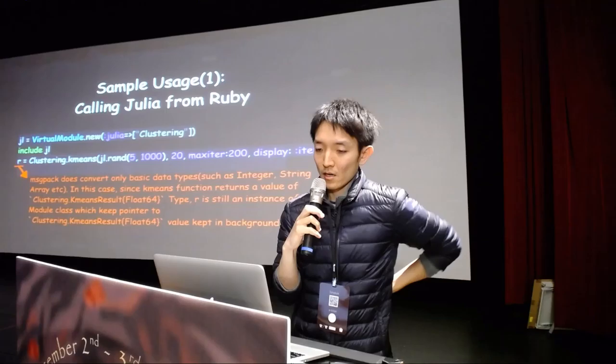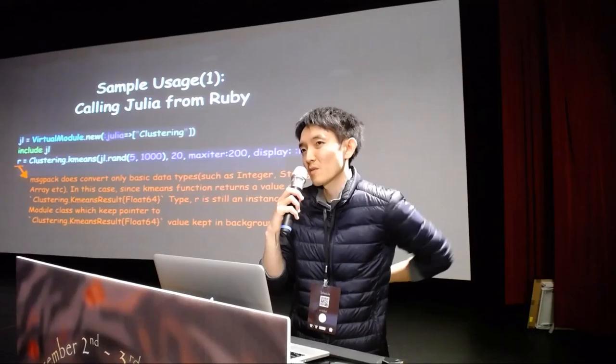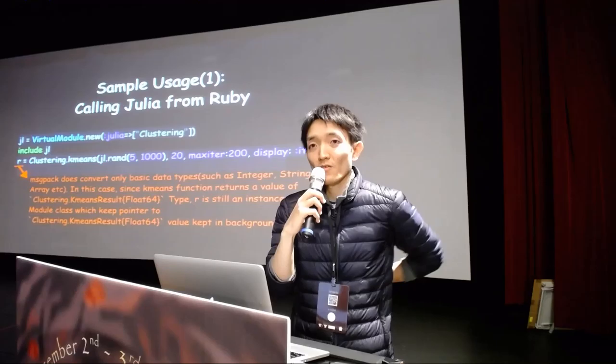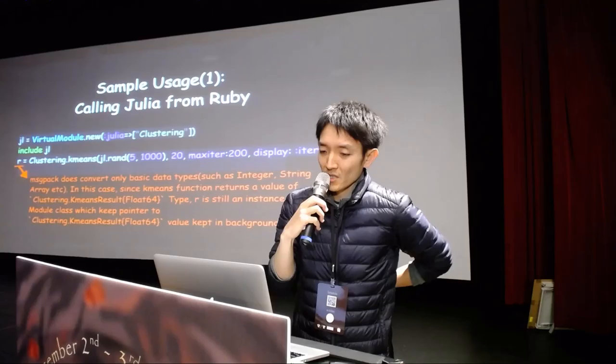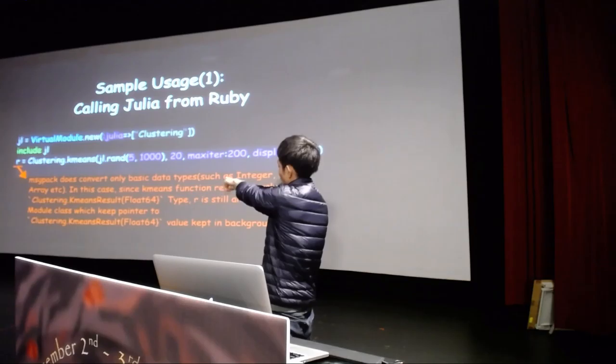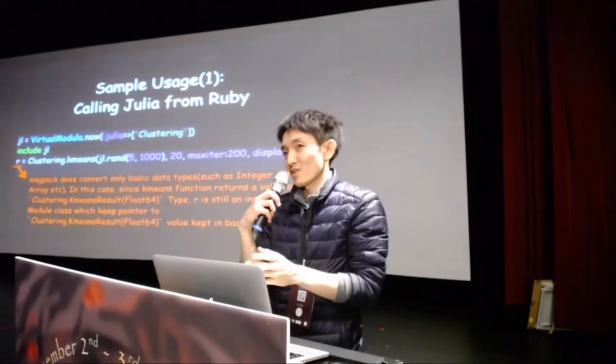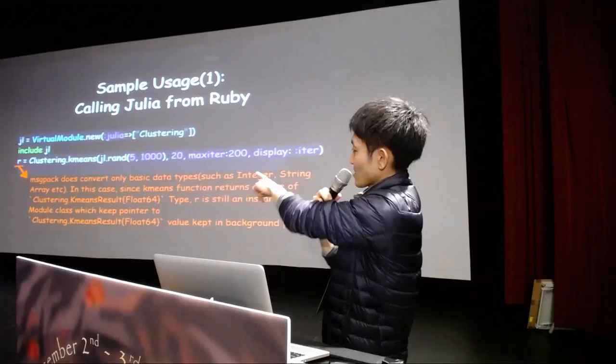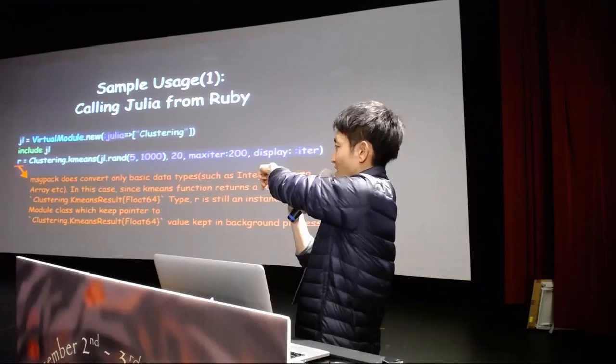data types which are not supported by MessagePack, because MessagePack supports only basic data types like integer, string or array. Those can be supported, but of course in Julia there are many data types, such as, for example, in this program, the cluster M data type used by the Clustering package, but it's not supported in Ruby, of course. So in this case, the R local variable just keeps the proxy module, which points to that class object possessed in the Julia process.